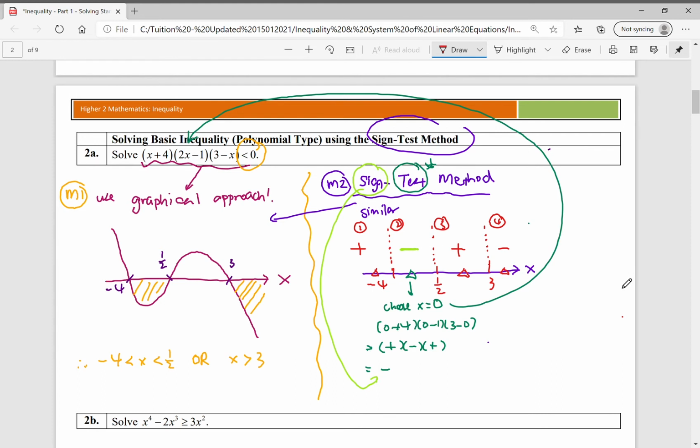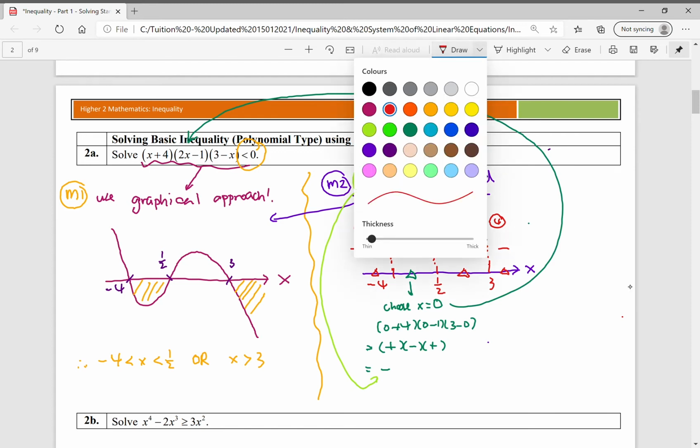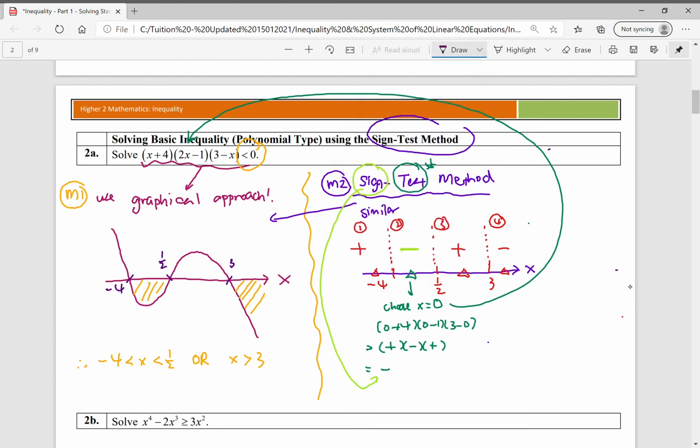All right, so from here, I'll conclude that the solution is going to be taking the negative region parts, region 2 and region 4, because remember we are solving for less than 0. So x is between the two sets of answers that we have already solved just now. Otherwise, I'm done for this question. We're good to move on to question number 2b.